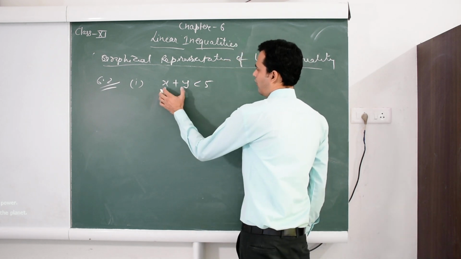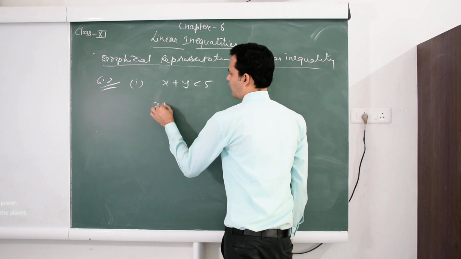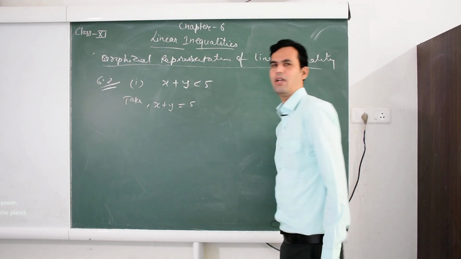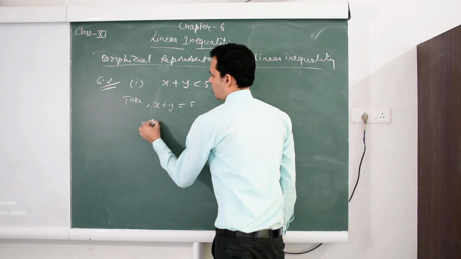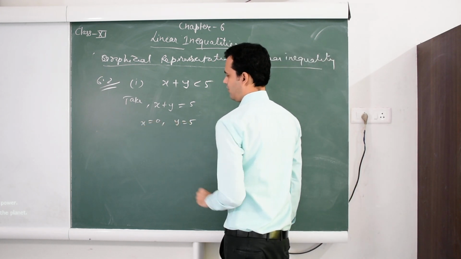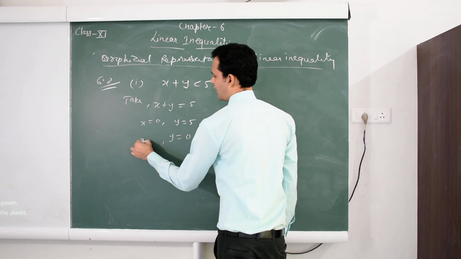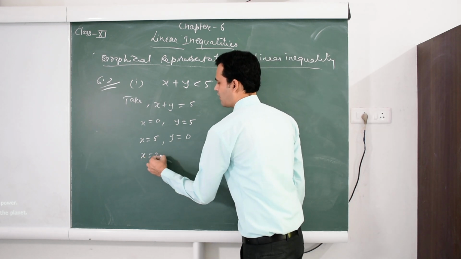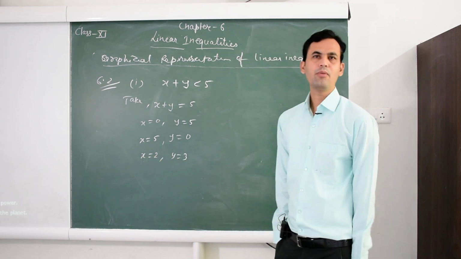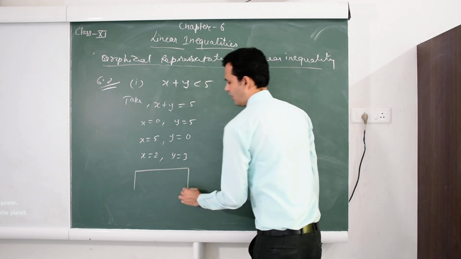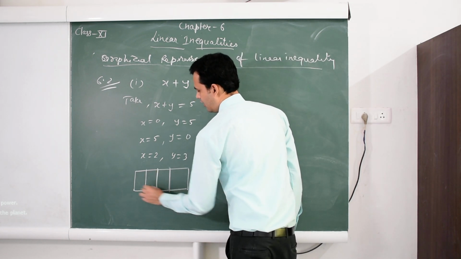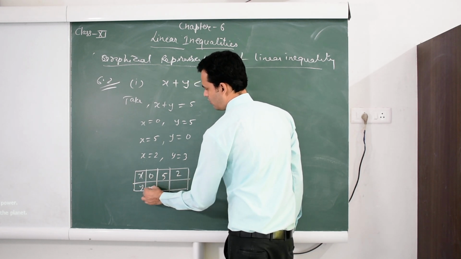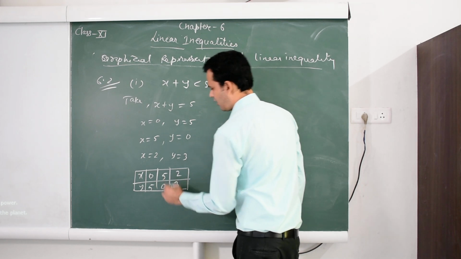For this we first take x plus y equals to 5. Now we put x equals to 0, so we get y equals to 5, and if we take y equals to 0, then we have x equals to 5. Also if we take x equals to 2, y equals to 3. So these are 3 points. We can easily represent these 3 points on a graph paper: 0, 5; 2, 3; and 5, 0.